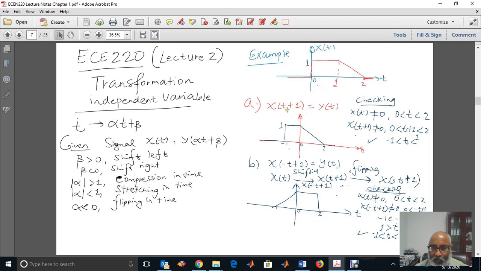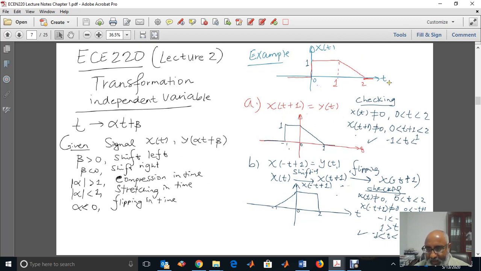So how do we get x of t plus 1? X of t plus 1 means shifting of the signal by 1 unit to the left. Beta is positive, so 0 will come to negative 1, and this 1 will go to 0, and this 2 will go to 1. So it's shifted in time by 1 unit. We call the signal advanced in time because this signal occurs before this signal. This signal starts to be 1 at 0. This starts before that. It starts at negative 1 to be 1. So it is advanced in time.